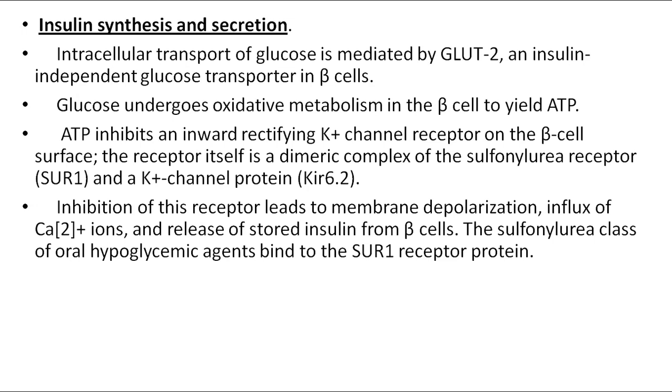Intracellular transport of glucose is mediated by GLUT2. It is an insulin independent glucose transporter in the beta cells. Glucose undergoes oxidative metabolism in the beta cells to yield ATP. ATP inhibits the inward rectifying potassium channel receptor on the beta cell surface, and the receptor itself is a dimeric complex of the sulfonylurea receptor and potassium channel protein. Inhibition of this receptor leads to membrane depolarization and the influx of calcium ions that release the stored insulin from the beta cell.